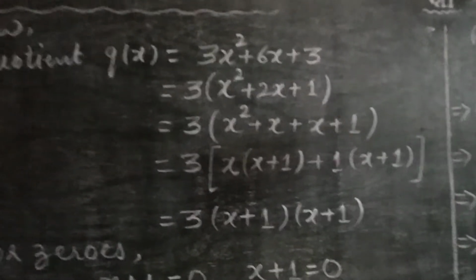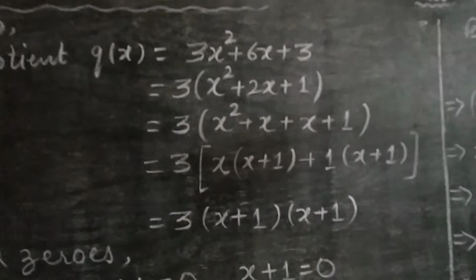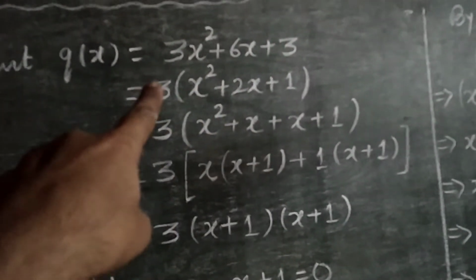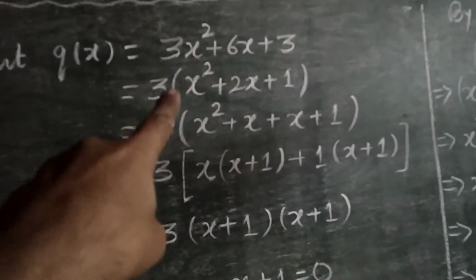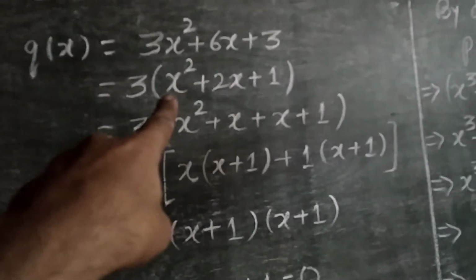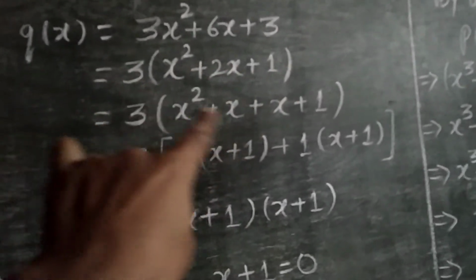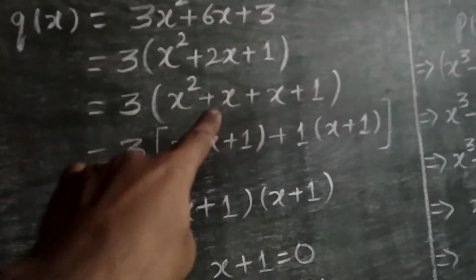Now I will factorize it. So here you are observing that 3 is common in all the terms of q(x). So first we will take 3 outside. So inside the bracket we will get x square plus 2x plus 1. Now I will factorize this one, x square plus 2x plus 1.